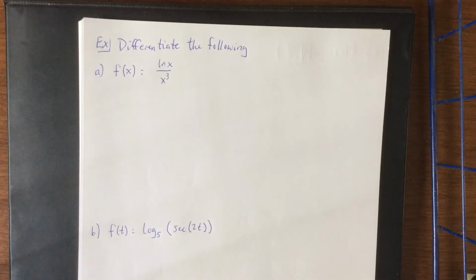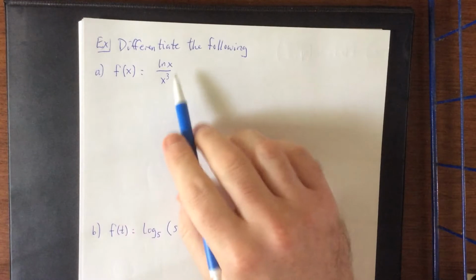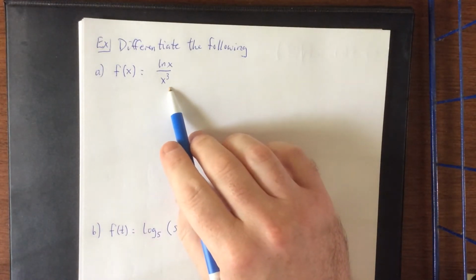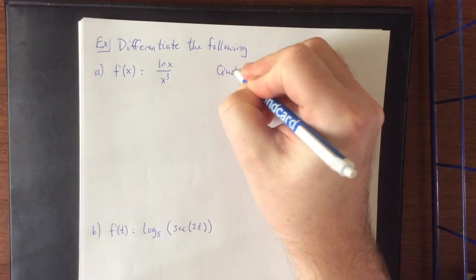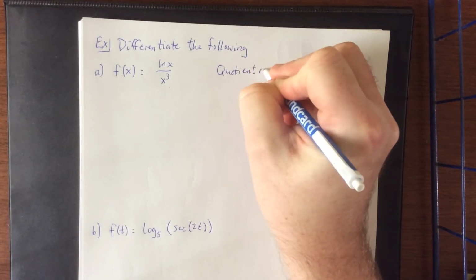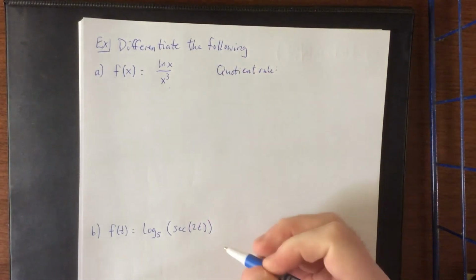Now that we've seen the derivative shortcuts for the logarithmic functions, I would like to take a look at a couple of example problems. So first up, we have f of x is equal to the natural log of x divided by x cubed. You'll notice in this case that we are dealing with a quotient of two functions, so I am going to employ the quotient rule.